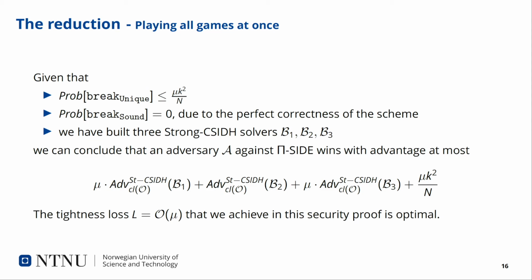So we have the three advantages that come from games 3, 4, and 5, and the upper bound on the probability of breaking the uniqueness of the partner oracles. And for simple reductions such as ours, in which the adversary is run only once and we don't use, for example, the forking lemma, the linear tightness loss is optimal.